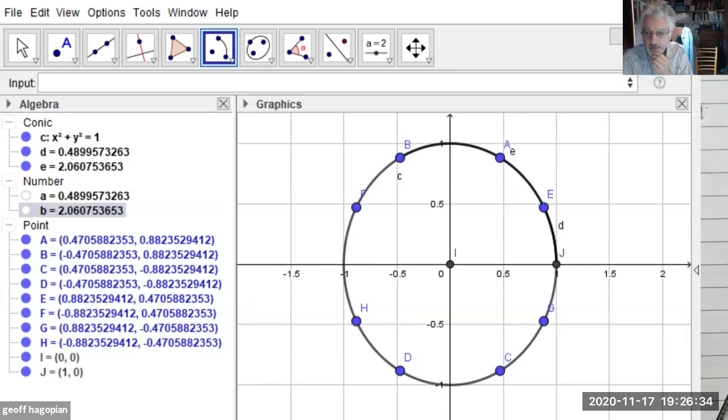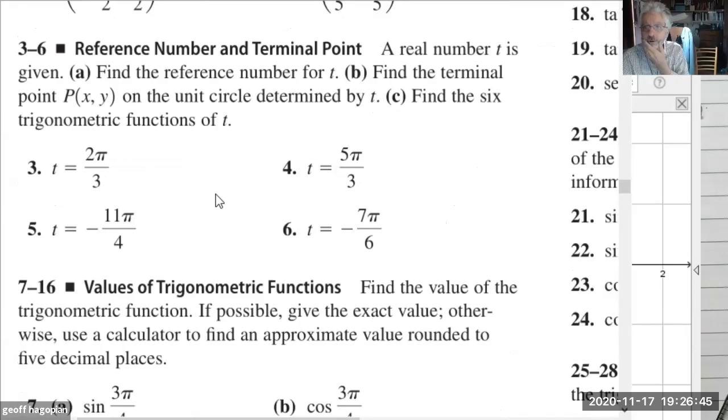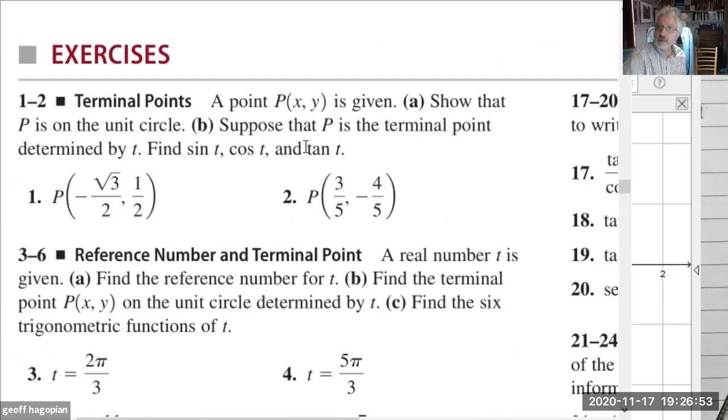Okay, so let's get back to the text. As much fun as that was, it's just doing the first problem from the text. Okay, so reference number and terminal point. So suppose in number 6, did I answer the second part? Suppose that P is the terminal point. Find sine T, cosine T, and tangent T.